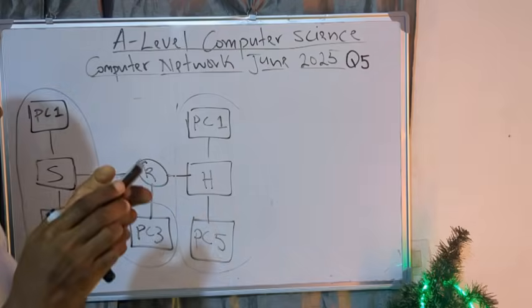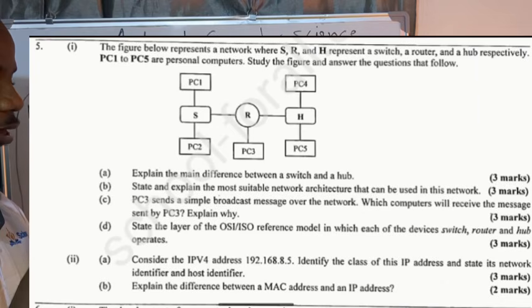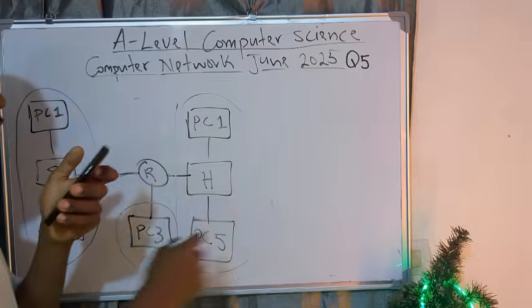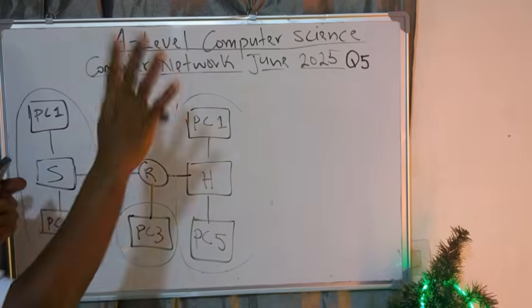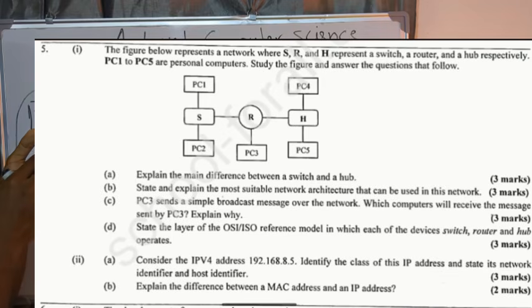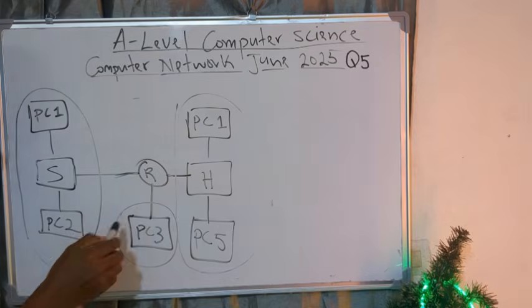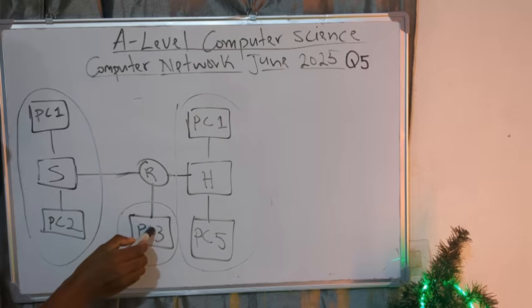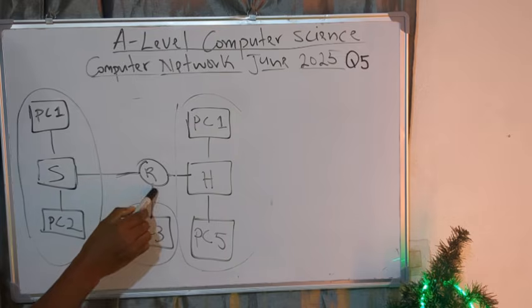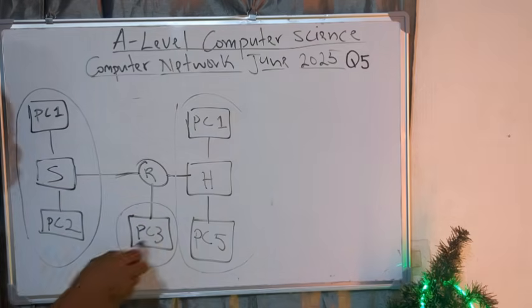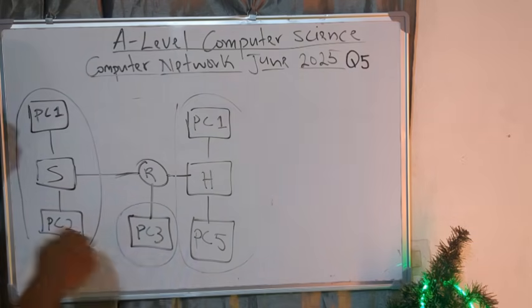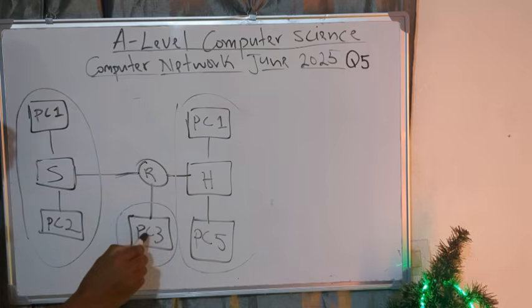The C part, they say this: PC3 sends a simple broadcast message over the network. So this PC3 here is going to send a broadcast message just over the network like that. Now they say, which computers will receive the message sent by PC3? Explain why. The answer is very clear. Just analyze. Because PC3 is sending a broadcast message, and from this figure, you are seeing that PC3 is alone in its network. So the broadcast message cannot be received by other PCs. So the answer here is very easy. You just say that no PC will receive the broadcast message sent by PC3.